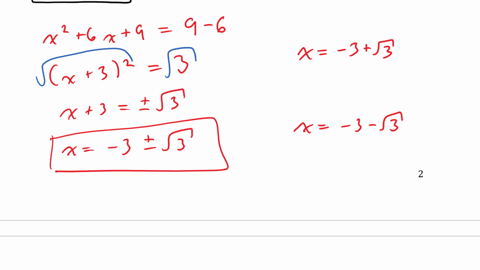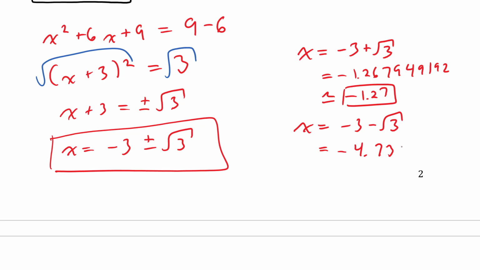But of course, that's going to be a number. Let's work that out. This one will work out to negative 1.26. A lot of decimal places here. Remember, don't round off till the final answer. However, this is the final answer. Let's round off to, say, 3 significant digits. Just because I said so. The other one here, we get negative 4.73. Round that off to 3 significant digits, negative 4.73. Now we have 2 correct answers.